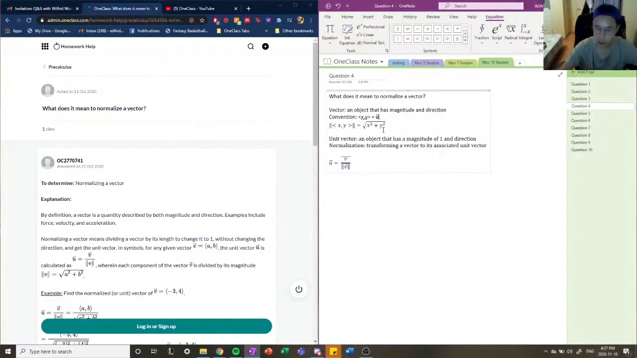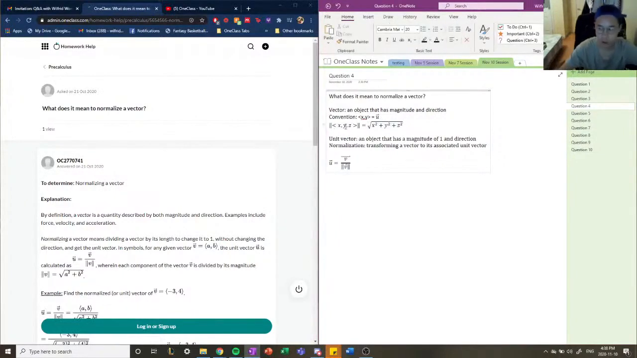Another thing to note is how to calculate the magnitude. You calculate the square root of x squared plus y squared. If you have more coordinates, for example 3-dimensional or 4-dimensional vectors, you would include those inside the square root. For example, if we had x, y, and z, we would also include plus z squared. So this is how you calculate the magnitude of a vector.